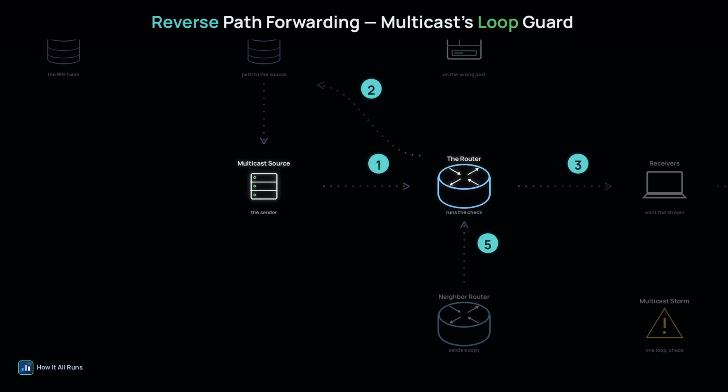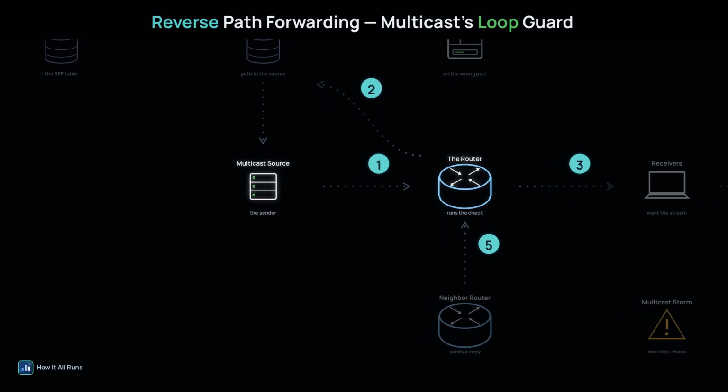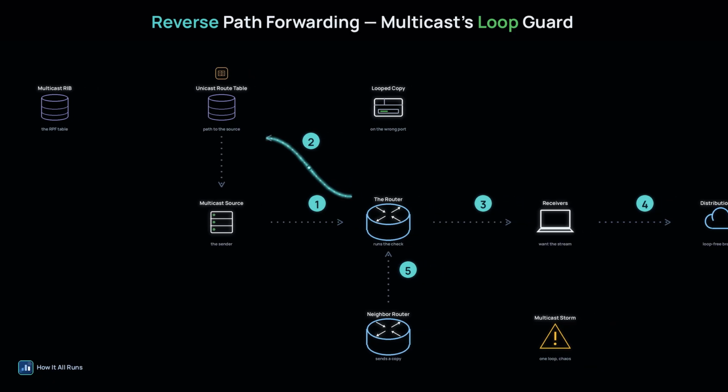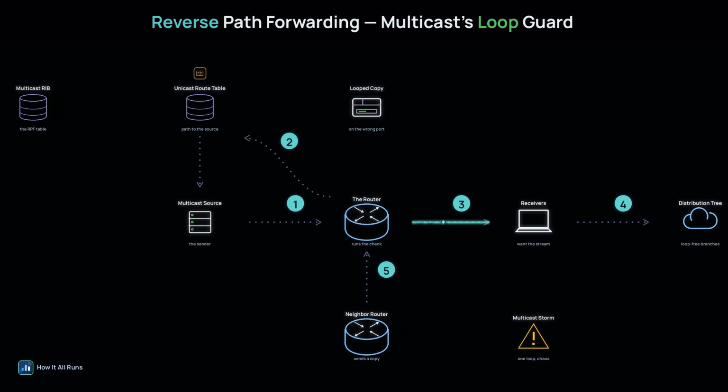The check also adapts to the tree in use. On a source tree, it tests against the source's address, but on a shared tree, it tests against the rendezvous point instead, the agreed meeting router the shared tree is built around. The same idea travels well. Unicast reverse path forwarding uses the exact trick to fight spoofing. If a packet's source address could not legitimately arrive on the interface it came in on, the router simply drops it. So the whole picture, a router accepts a multicast copy only if it arrived on the interface it would use to reach the source.